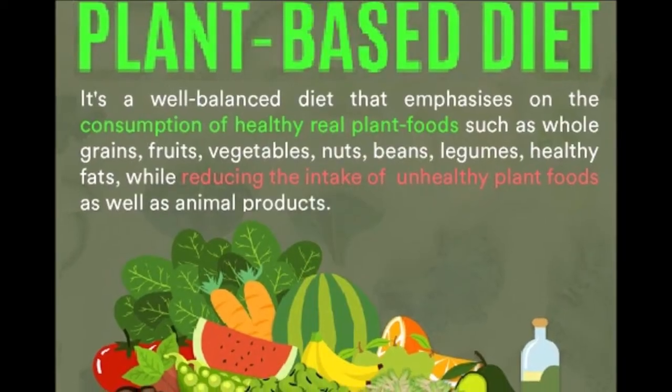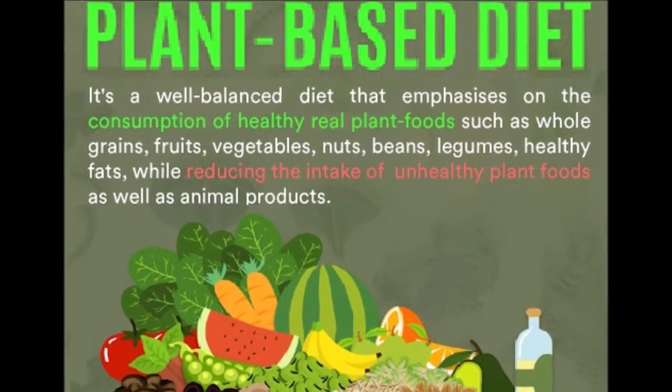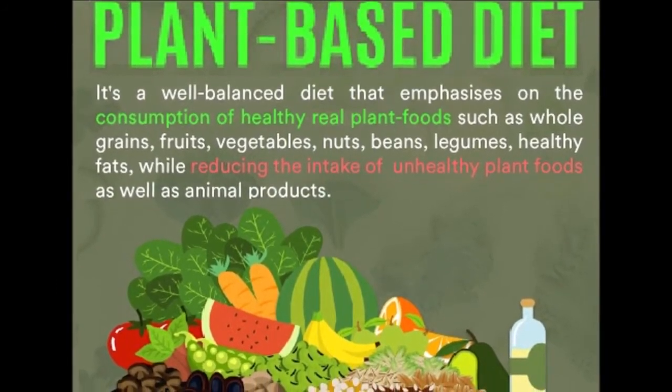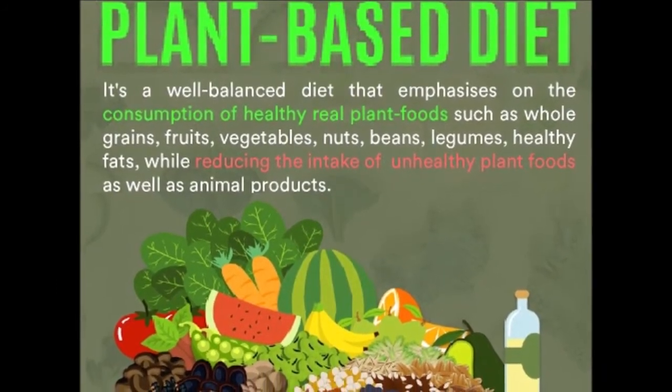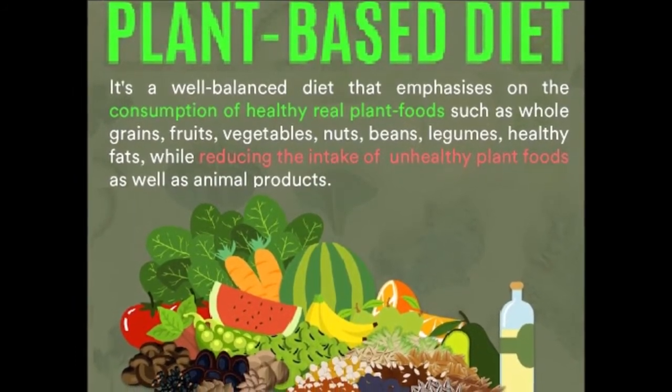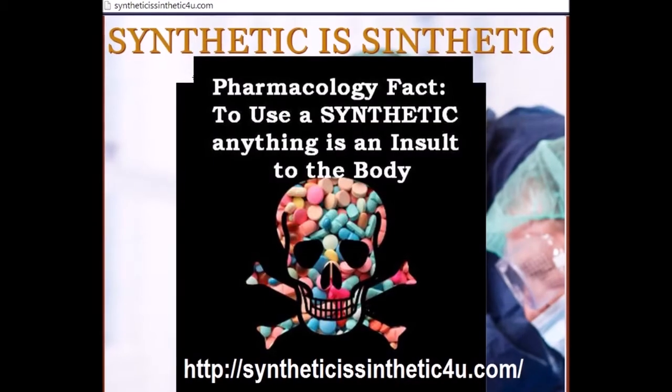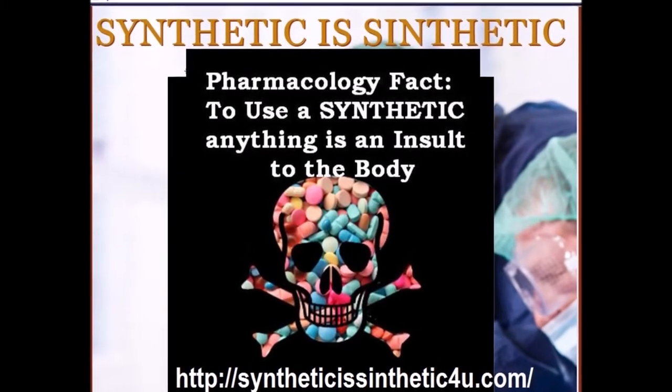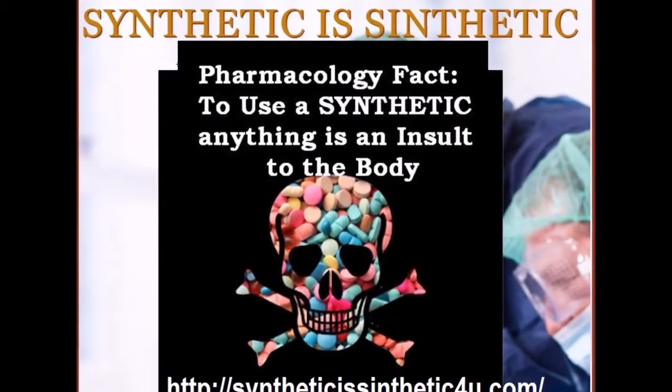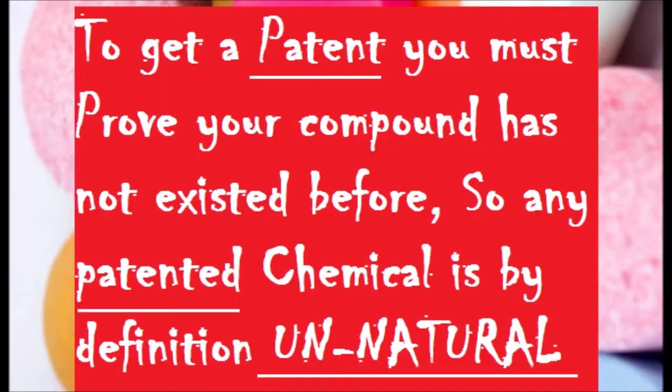And you see these plants, especially fresh plants, even sometimes cooked plants, but they have the different factors needed for life, and they have a life force. The synthetic chemicals do not have that. It's a pharmacological fact that a synthetic anything is an insult to the body. In order to get a patent, you must prove that your compound is not of nature. If it has a patent, it means it's unnatural. To get a patent, you must prove that it is not of nature. You made it. It never existed before. Then they can get you a patent.